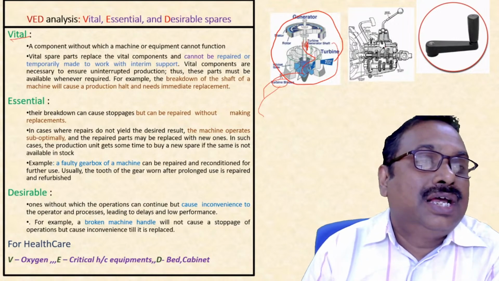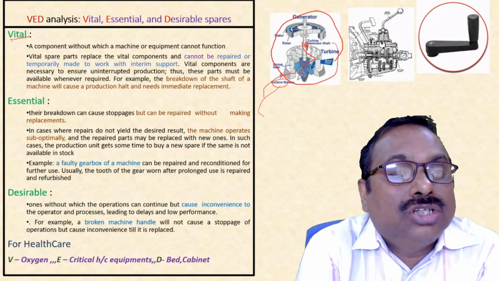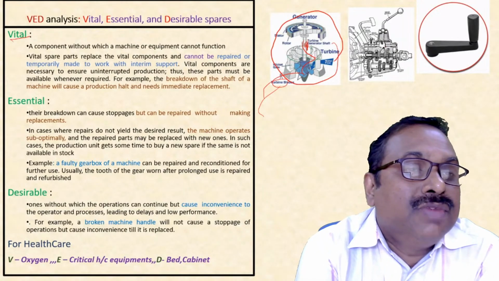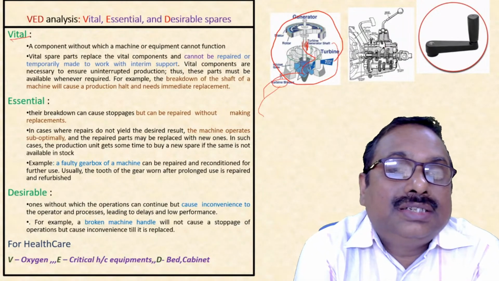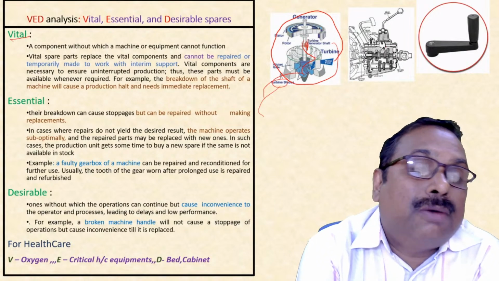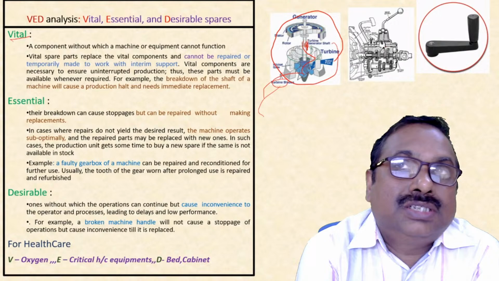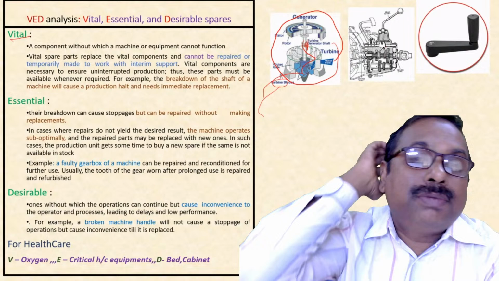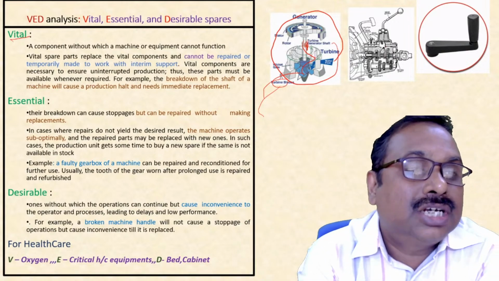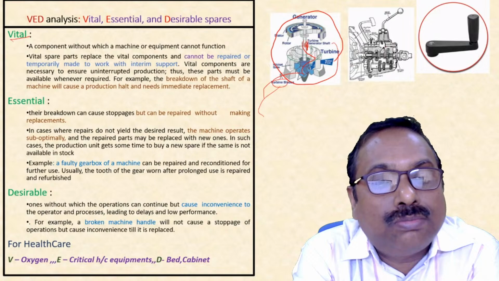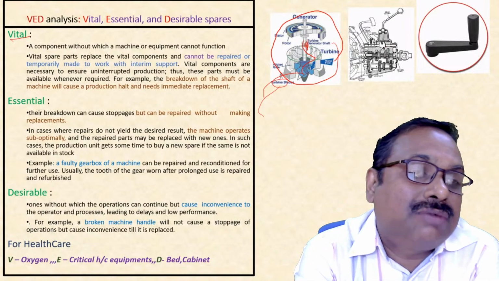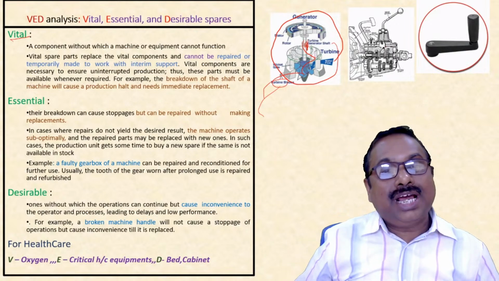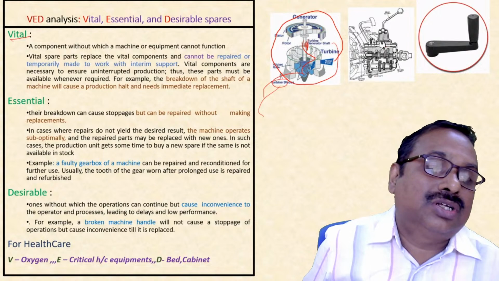Then essentials. Their breakdown can cause stoppages but they can be repaired without replacement. In cases where repairs do not yield the desired result, the machine operates suboptimally, that means with less efficiency. But the machine doesn't stop here. And the repaired part may be replaced with new ones. In such cases, the production unit gets some time to buy new spares if the same is not available in stock. The example is a faulty gearbox of a machine. So it can be repaired and reconditioned for further use.